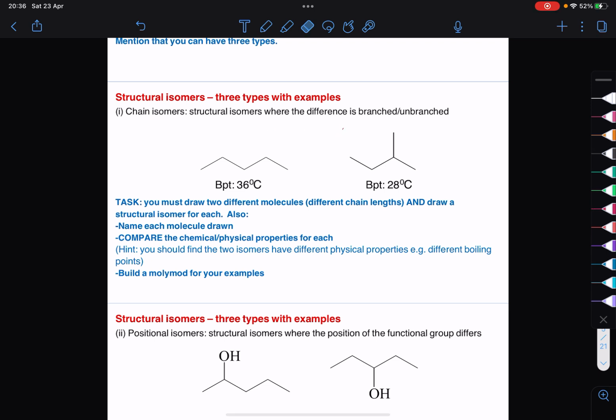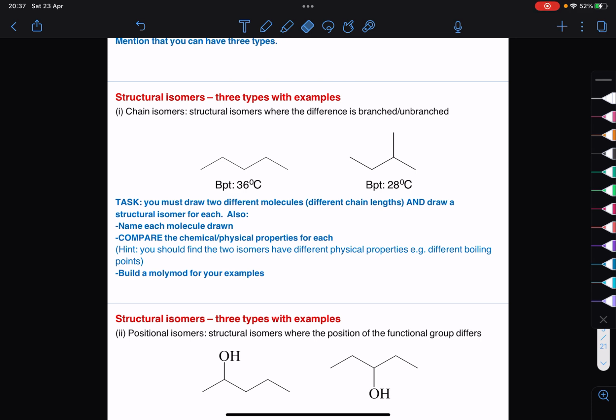Then you could do hexane, 1, 2, 3, 4, 5, 6. And then you could do a branched chain of that. So 1, 2, 3, 4, 5, and do that one there. And you can do any variation of an alkane and a branched alkane. It's completely up to you which ones you want to use. You just need to pick some for me.